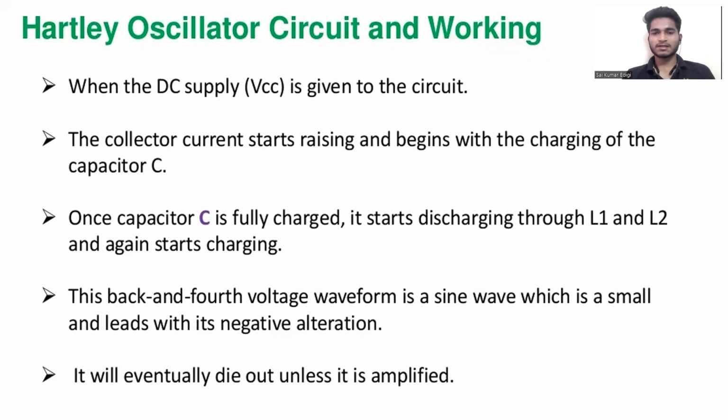When the DC supply VCC is given to the circuit, the collector current starts rising and begins with the charging of the capacitor C. Once capacitor C is fully charged, it starts discharging through L1 and L2 and again starts charging. This back and forth voltage waveform is a sine wave which is small and decays with its natural alternation. It will eventually die out unless it is amplified.